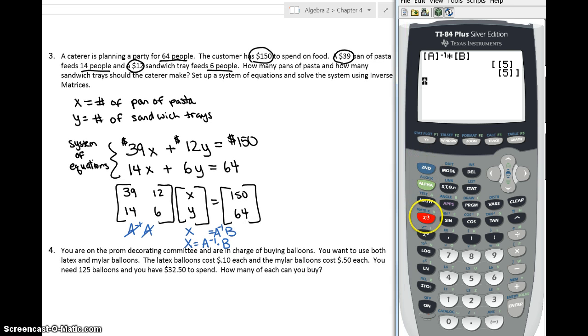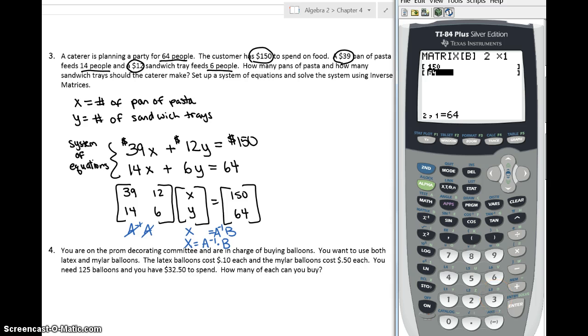We're going to go to second matrix again, and we're going to edit our first matrix A. It is once again a 2 by 2, so I'll leave the dimensions there, but I'm going to change all the entries. 39, 12, 14, and 6. Alright, I just want to double check my entries, make sure they're good. Everything looks good. Now let's go to second matrix and now edit matrix B. This matrix has dimensions of 2 by 1 as well, so we're going to go ahead and just change the entries. 150, enter, and the last entry is 64.